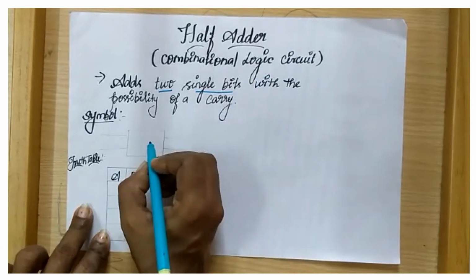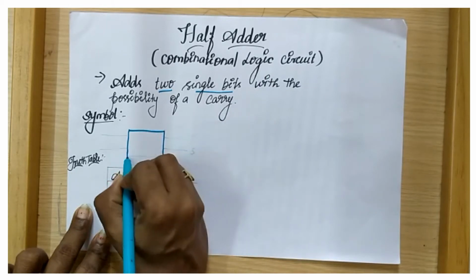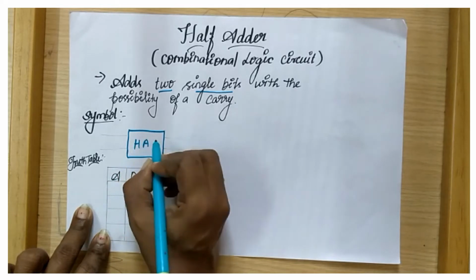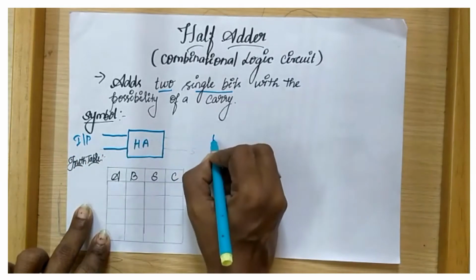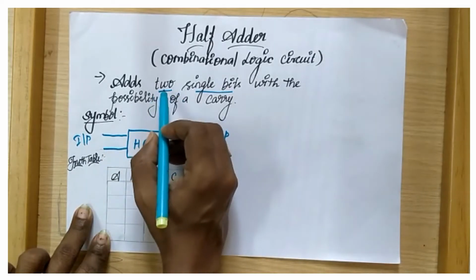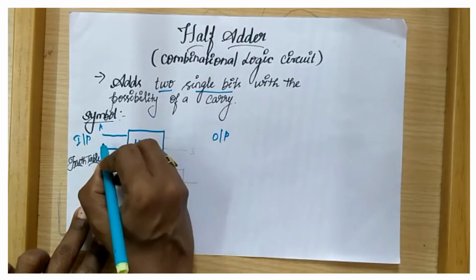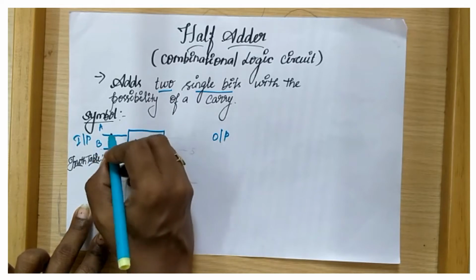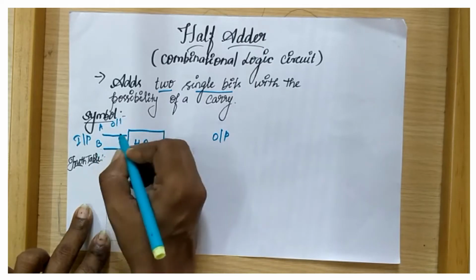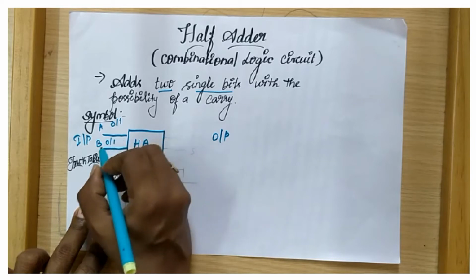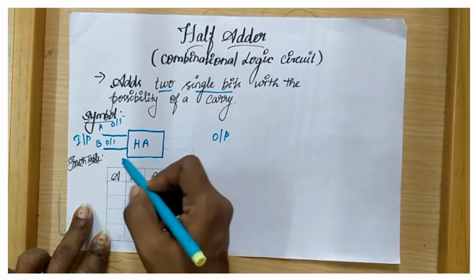Now let's look at the symbol for the operation of a half adder. This is a block diagram which represents the operation of the half adder, denoted by the letters HA. The left side denotes input and the right side is the output. Since it is going to add only two single bits, it involves two variables, A and B. The variable A can take the value either 0 or 1. Likewise, B can also take the value 0 or 1.